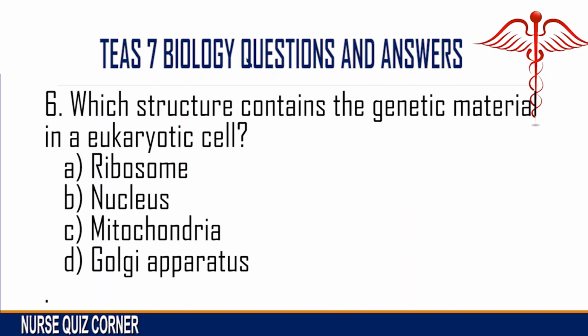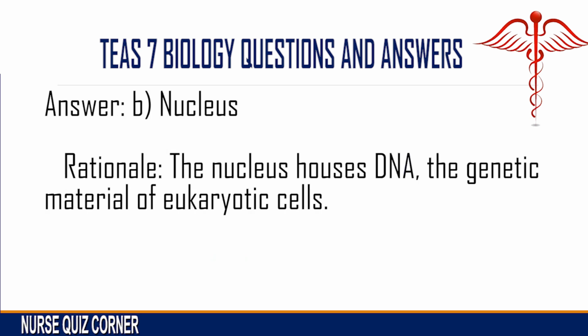6. Which structure contains the genetic material in a eukaryotic cell? A. Ribosome. B. Nucleus. C. Mitochondria. D. Golgi apparatus. Answer: B. Nucleus. Rationale: The nucleus houses DNA, the genetic material of eukaryotic cells.